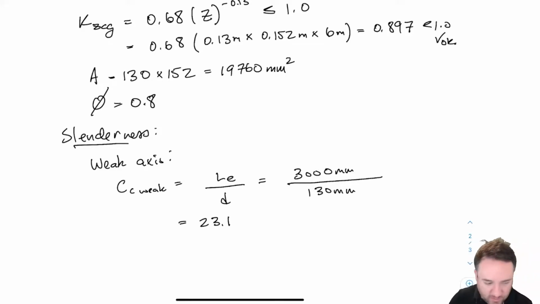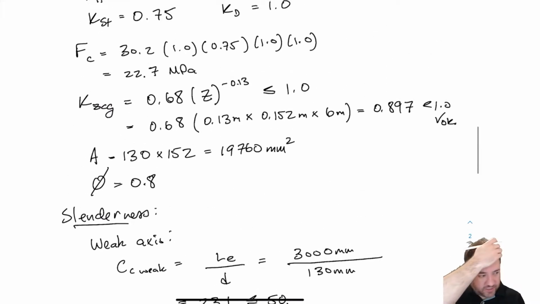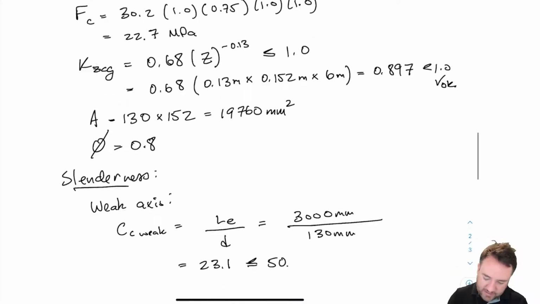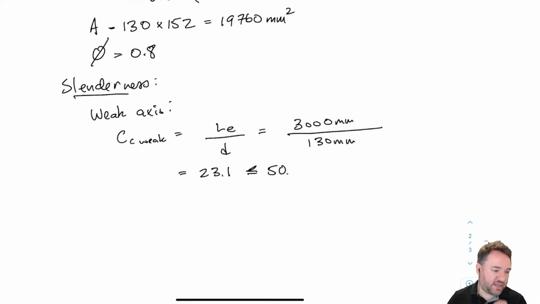Okay, and we remember that there's a requirement that this must be less than or equal to 50. And this is not a cap. It's not that if I go greater than 50, I set it to 50, which is the case for KZCG. Like for KZCG, if I get a value above 1, I just set it to 1 and I cap it. In this case, you're not permitted to have a design that has a CC greater than 50. So we're less than 50, so we don't need to redesign this section. Okay, so then let's look at strong axis.